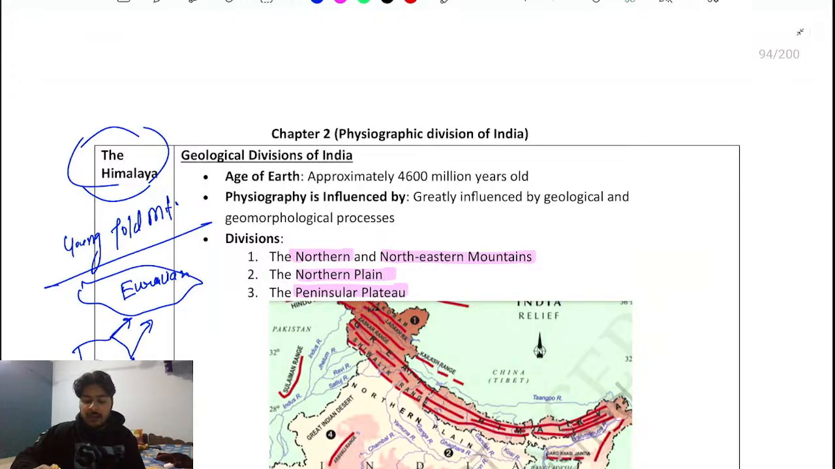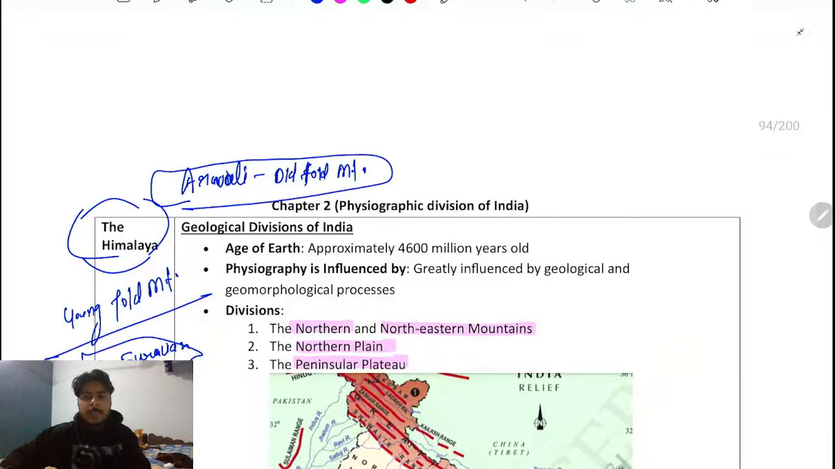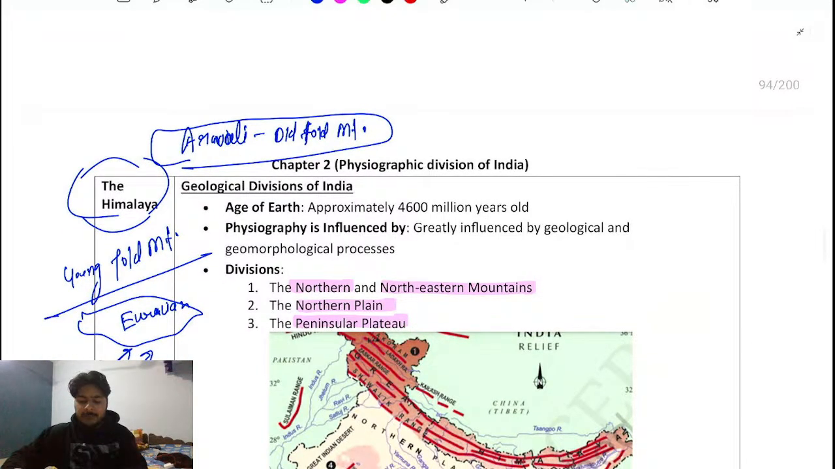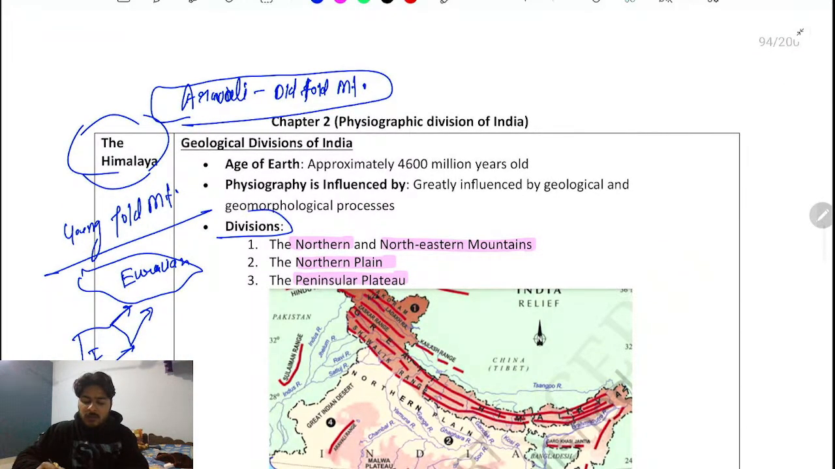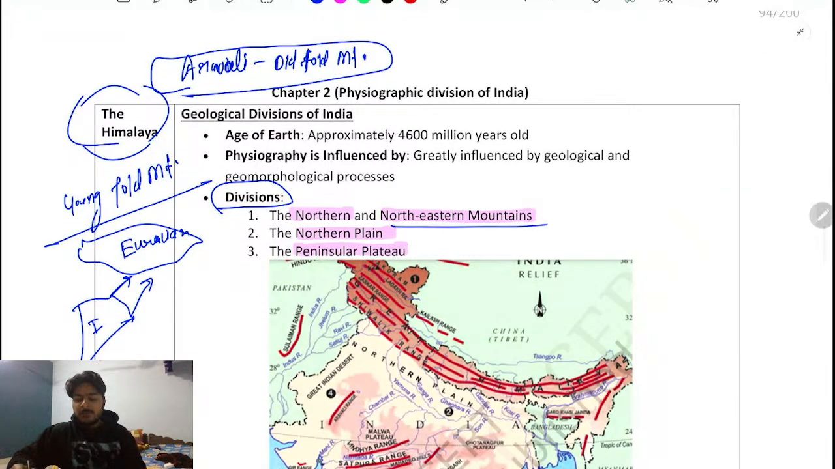Himalaya is the young fold mountain, and if I talk about, let's say, the Aravali mountain, they are the old fold mountain. Clear, everybody? Aravali is the old fold mountain. Now, if I talk about the overall division, the mountains are divided into the Himalaya or northern mountains, the northern plains and the peninsular plateau.